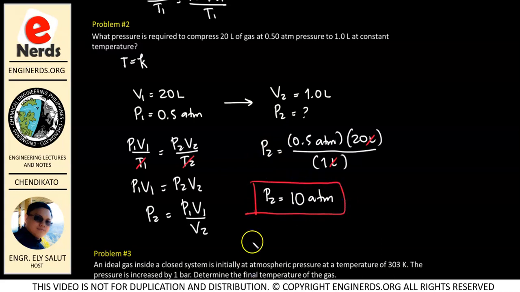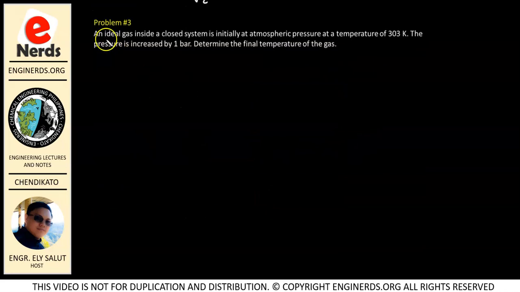Okay, so now let's go to problem number 3. An ideal gas inside a closed system is initially at atmospheric pressure at a temperature of 303 Kelvin. The pressure is increased by 1 bar. Determine the final temperature of the gas.